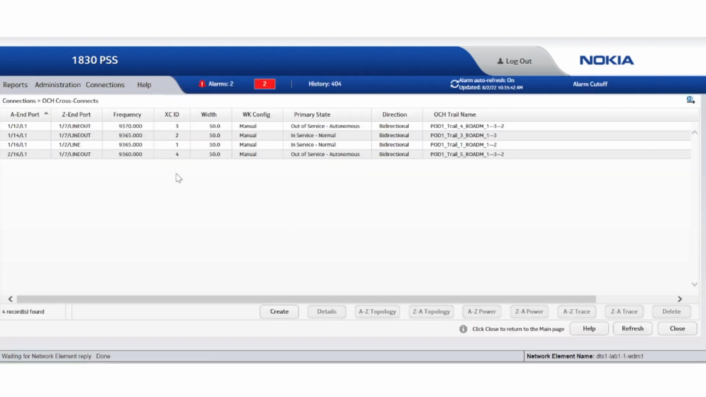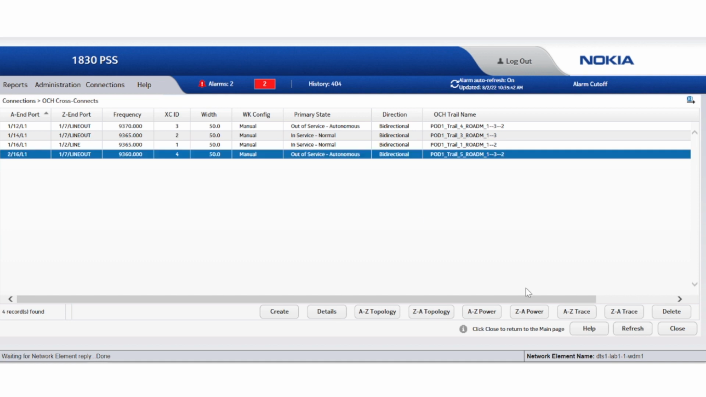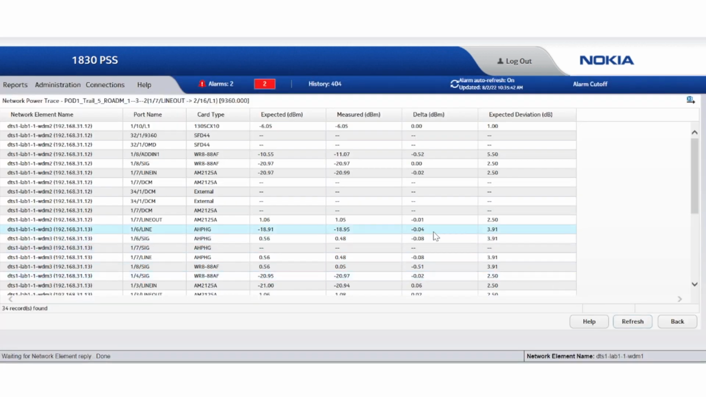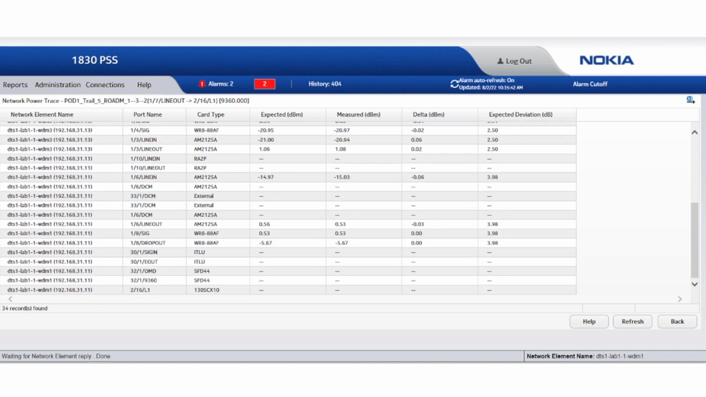Let us open the opposite direction, that is, Z to A. While the network power trace in the A to Z direction reports optical power levels at each decoding point, the Z to A direction shows that there is a problem. The last endpoint does not detect any optical power. However, it's not so easy to detect the affected fiber jumper, as both the ITLU and the SFD44 are passive boards, unable to detect any wavelength tracker data.